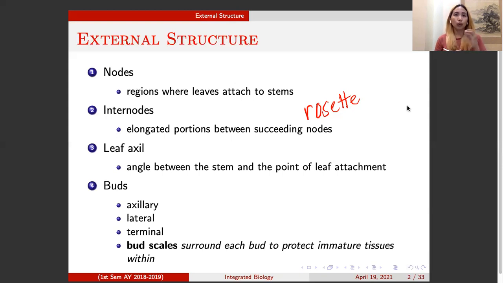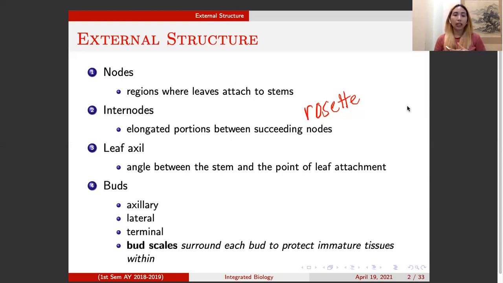Okay. So the only difference between these buds will be the region where they are found. If the buds are found in the leaf axil, then it's called axillary buds. If the buds are found below the point of attachment of the leaves on the stem, then you call that the lateral buds. And if it is found on top of the stem, then you call that the terminal buds.